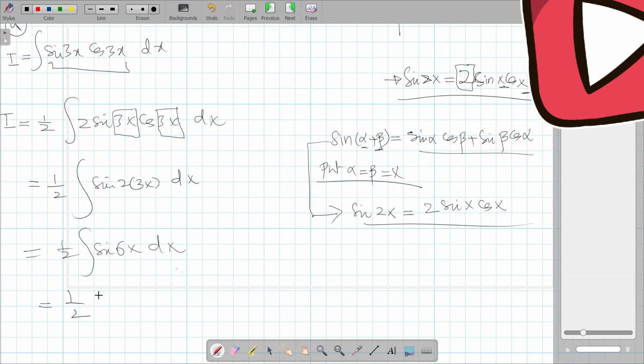Minus cos 6x over 6. Yes, minus cos 6x over 6 plus c. That's it. So this will become minus cosine 6x divided by 12 plus c. This was required. Any questions?